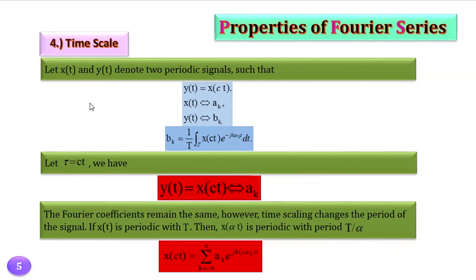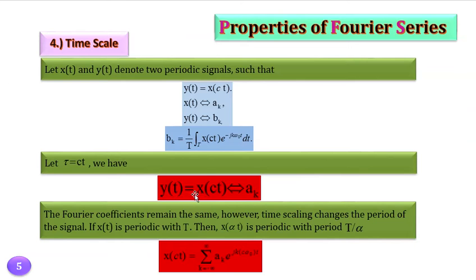The time scaling is pretty interesting. If you are multiplying the time by a constant, like instead of x of t, you want to find the coefficient of x of ct, it's interesting to know that the Fourier series coefficients won't change. They stay the same.